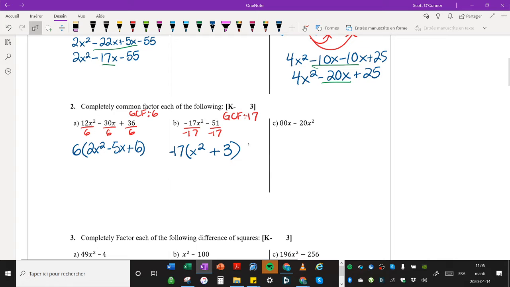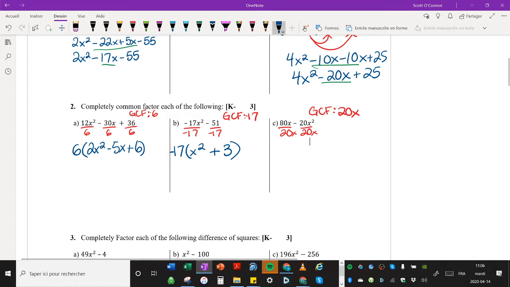Okay, and then the last one, 80x minus 20x squared, my greatest common factor is 20 and x, right? This has an x here, and this is an x squared. What's the variable with the lowest exponent? This one here, x. It has an exponent of 1, which is lower than x squared, so x can be part of the greatest common factor. So then, again, I'm going to divide everything by 20x, my greatest common factor.